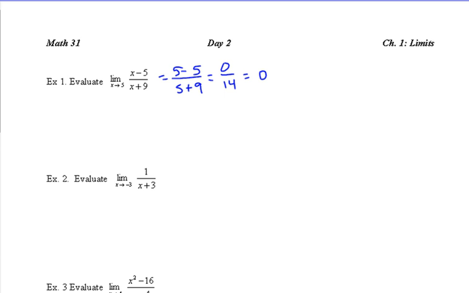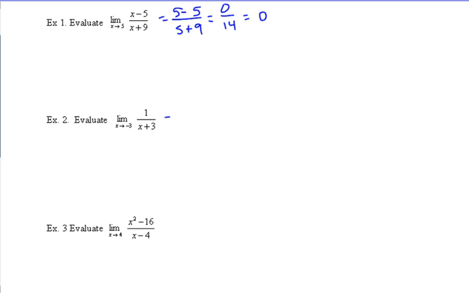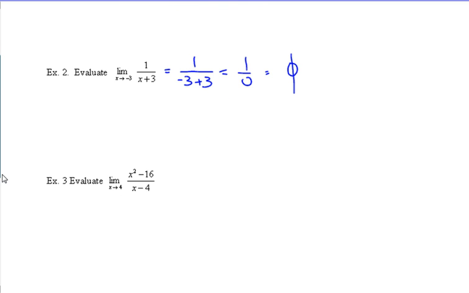Okay. Let's try the next one. So sub it in. 1 over negative 3 plus 3 gives you 1 over 0. So we would say the limit does not exist. Undefined, yeah. Okay, let's try the next one. So 4 squared minus 16 over 4 minus 4. What's that going to give us? 0 over 0. Indeterminate. Uh-oh.